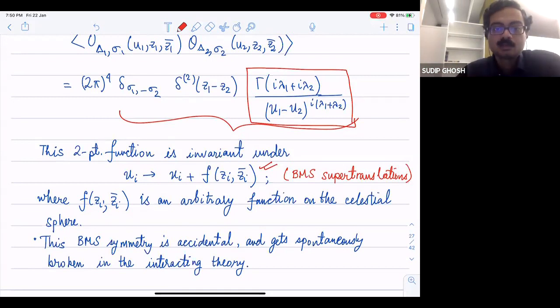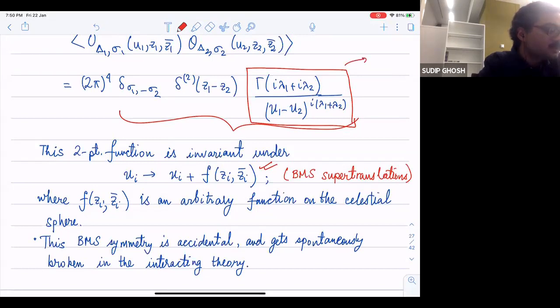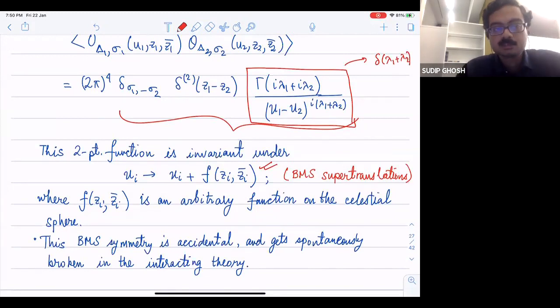Okay, thank you. So in this case, the only thing you have to show is that in the u1 going to u2 limit, this object becomes delta of λ1 plus λ2. Right, because this is the object that we had lost. Okay, so this is a bit non-trivial to show, but it can be done.